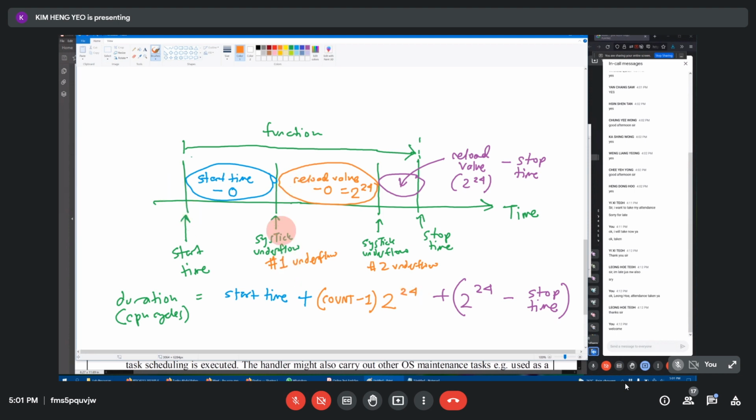Because if I underflow one time, count will be 1 already. Then if I underflow again, count will be 2. But I only need to multiply by 1. So I take count minus 1, multiply with 2 power 24. My duration will be start time plus count minus 1 times 2 power 24, plus 2 power 24 minus stop time, which is what I get here.